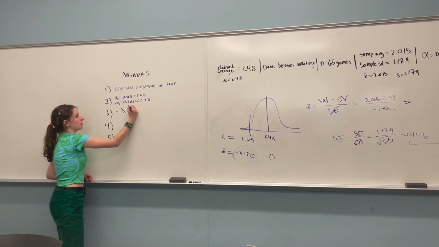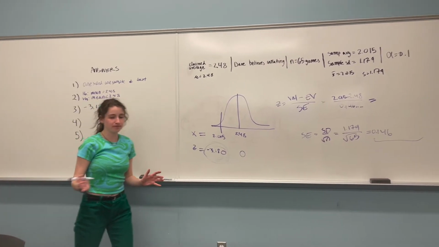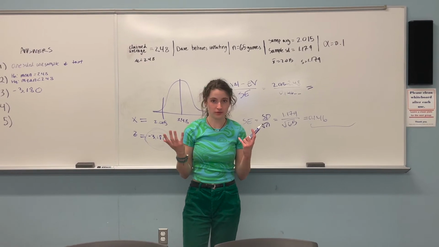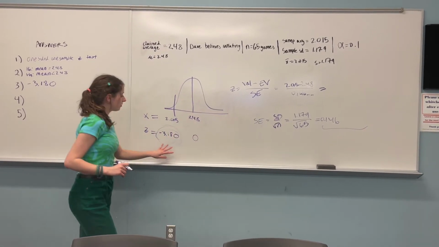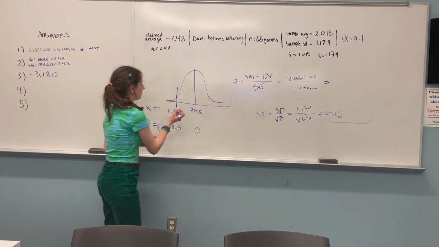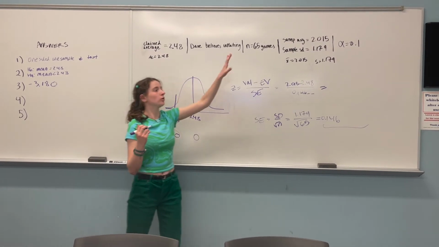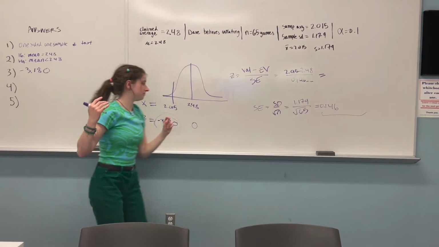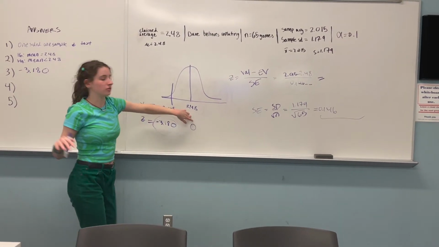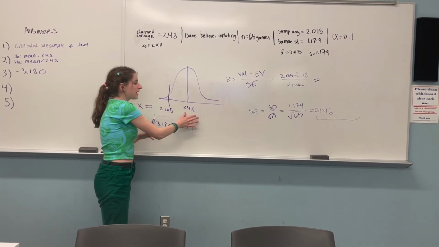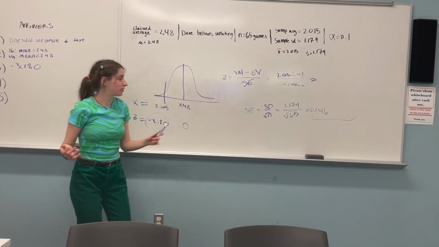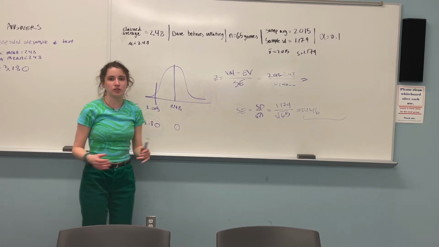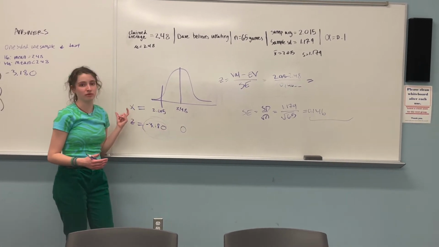Negative 3.180 will be your answer for the third part. Okay. The fourth part is finding your p-value. And that is just coming from this, the probability that you get your result or something more extreme if this is your mean. So, in other words, assuming that this is the true mean, that the true average is 2.48, what's the probability that we actually got 2.015 or less than 2.015?